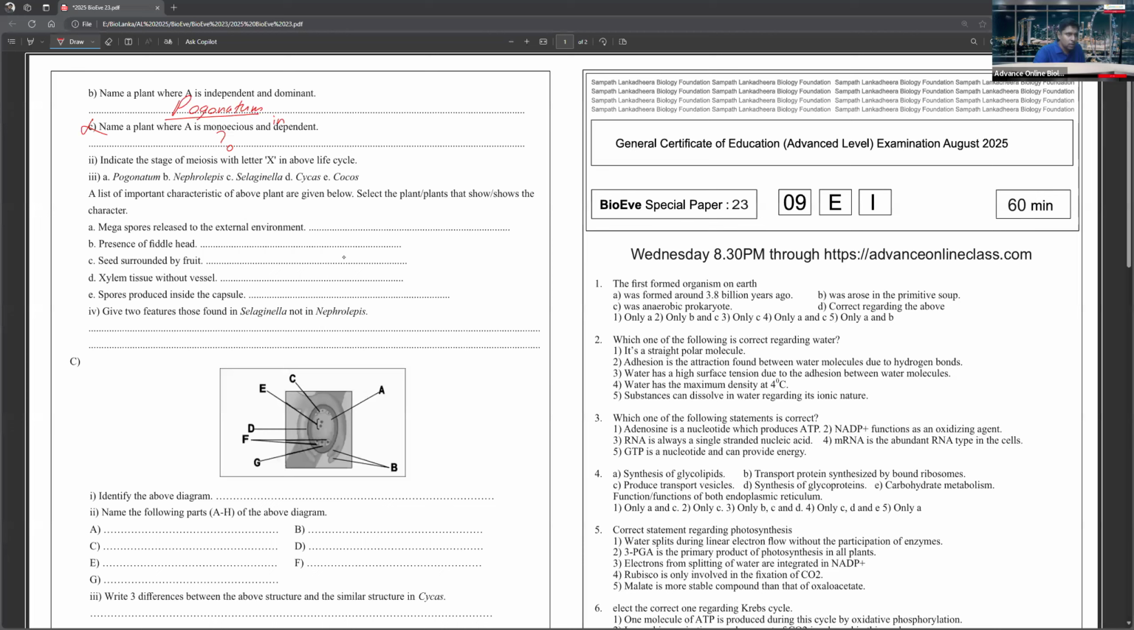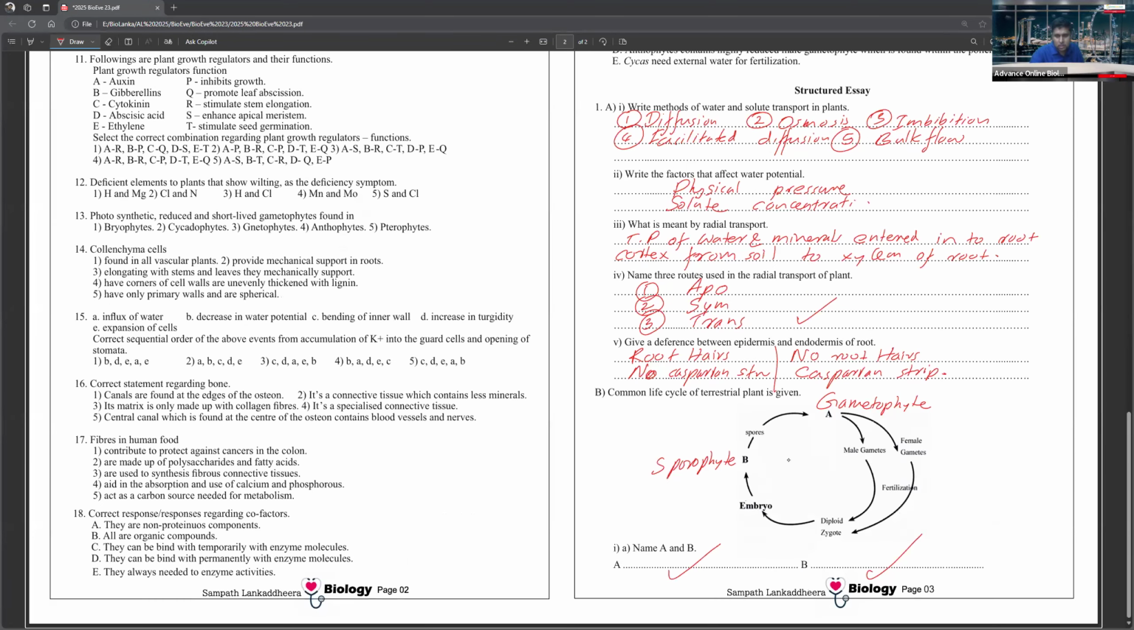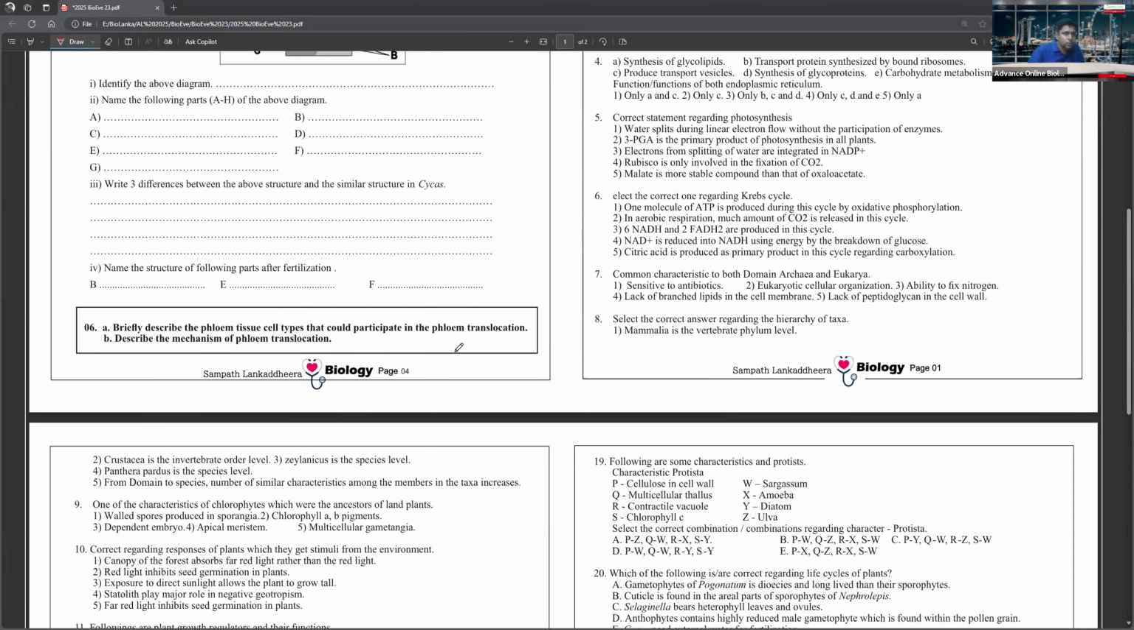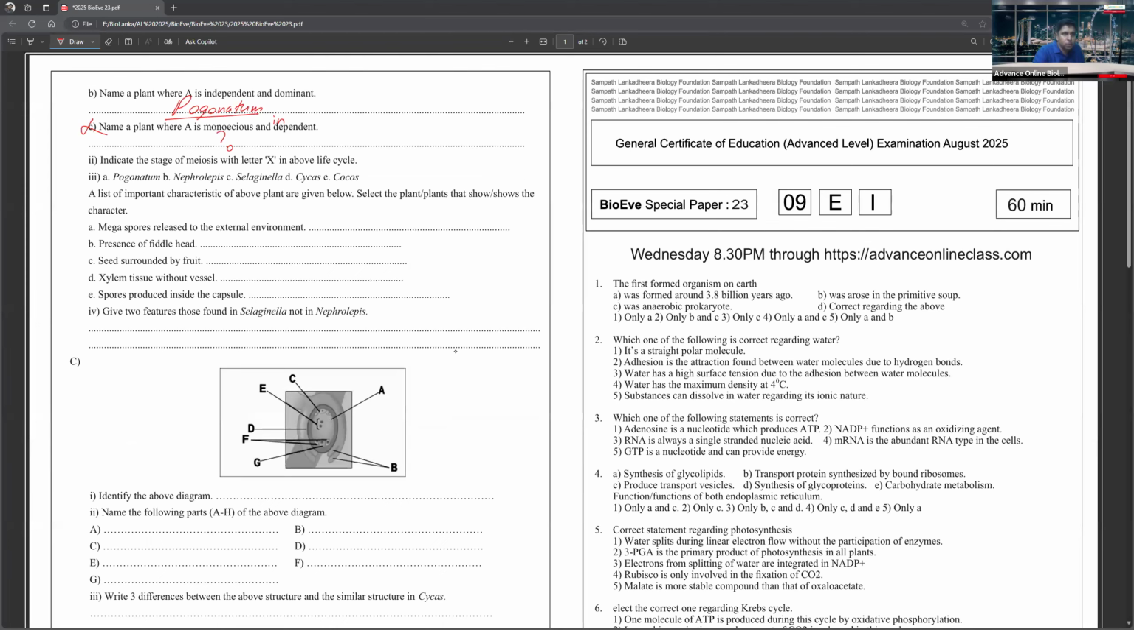All right. Then part 2, indicate the stage of meiosis with letter X in the life cycle. Where are you going to mark the meiosis? Suppose here. You have to mark here as X. Then the list of important characteristics of above plants are given below. Select the plants that show these characters.